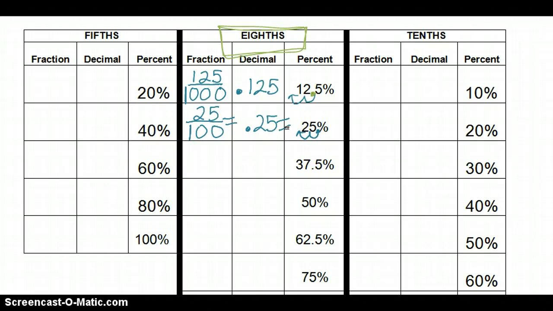Let's try it on our own now. That was fractions, decimals, and percent conversions, starting with the percent.